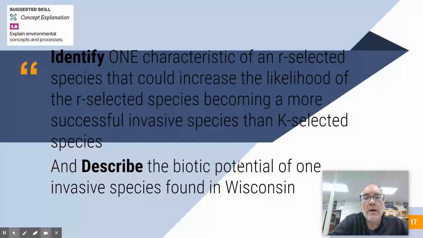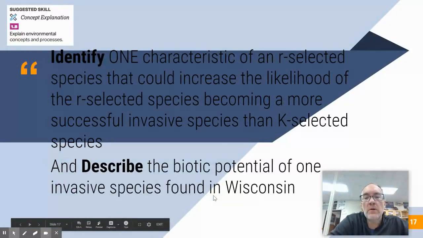And describe the biotic potential of one invasive species found in Wisconsin. So do some research, find an invasive species found in the state of Wisconsin. How many offspring do they have? How quickly can they reproduce under maximum conditions? All right, good luck.